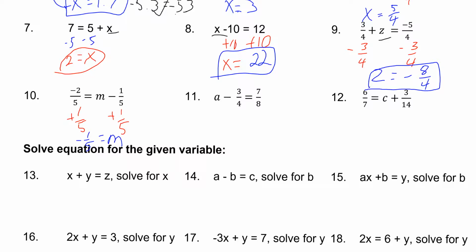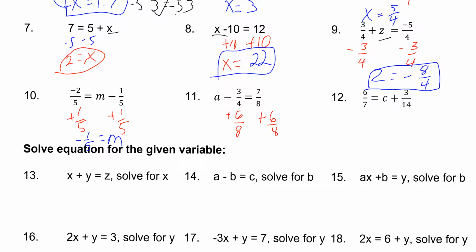Now number 11, more fractions. Okay? So instead of adding 3/4 to both sides, I'm actually going to add 6/8 to both sides. So I add 6/8 and I add 6/8.